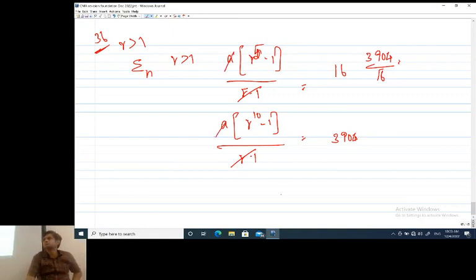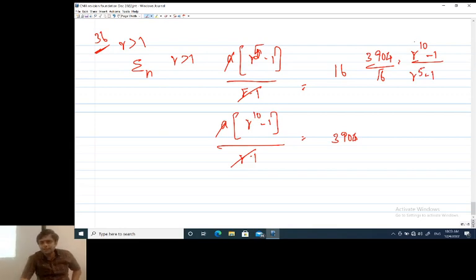You will be left with r power 10 minus 1 divided by r power 5 minus 1. Agree? Correct? All of you with me?